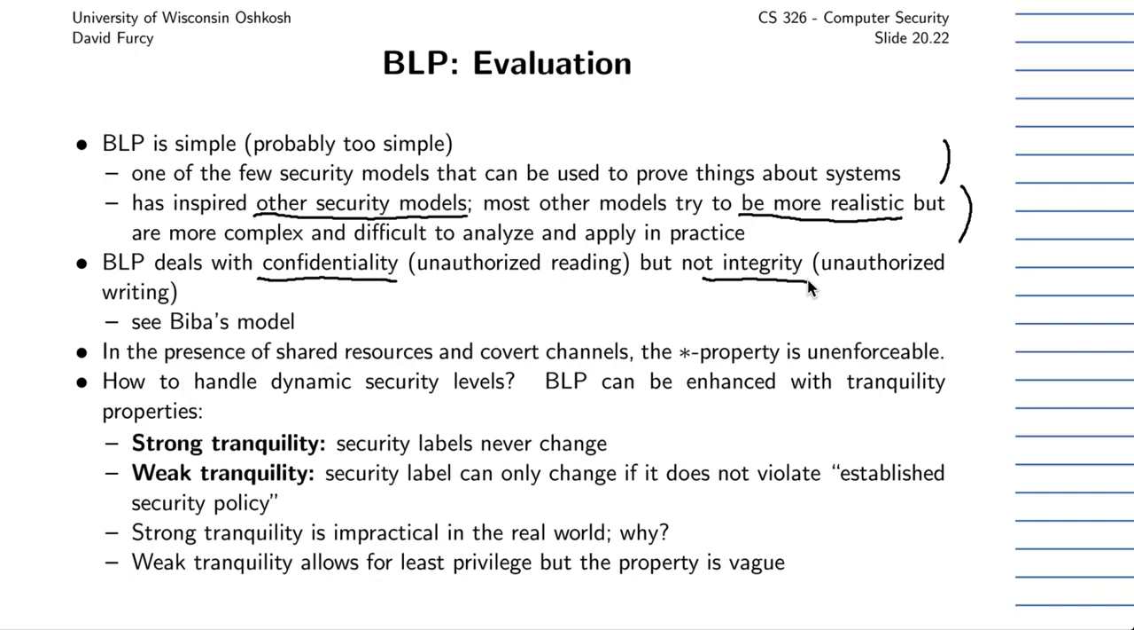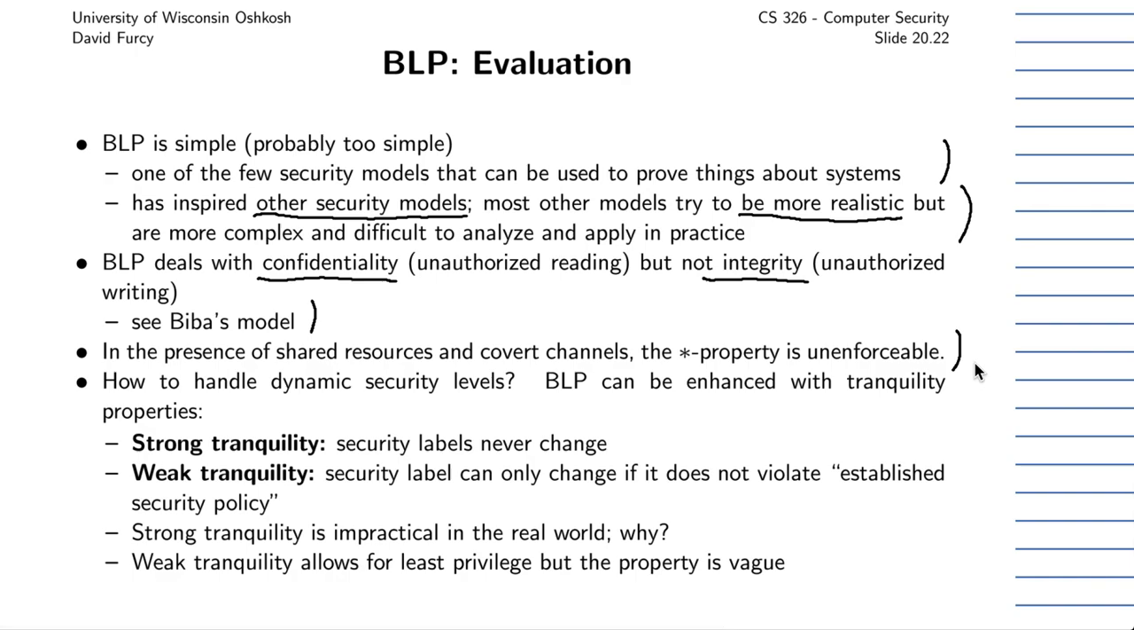So there are many other models that have been developed to deal with integrity. One of them is called Biba's model, named after the person who developed it. Again, we're not going to talk about this model, but you should know there are many, many other models developed after the BLP model. Another main characteristic of the BLP model is that the second property, the star property, is actually very hard to enforce.